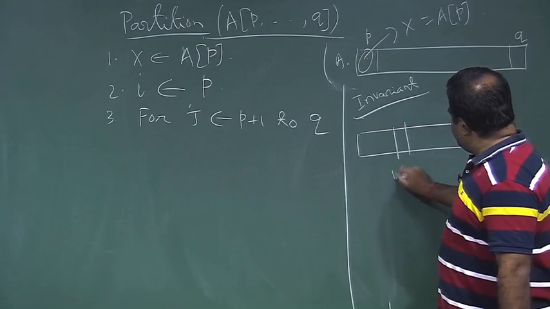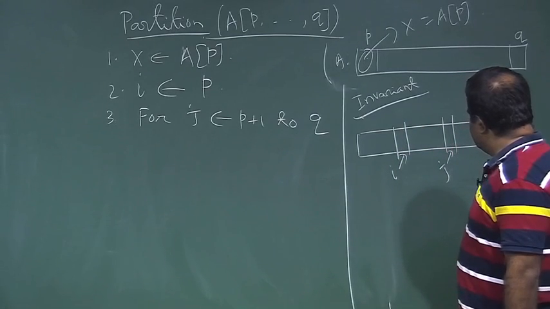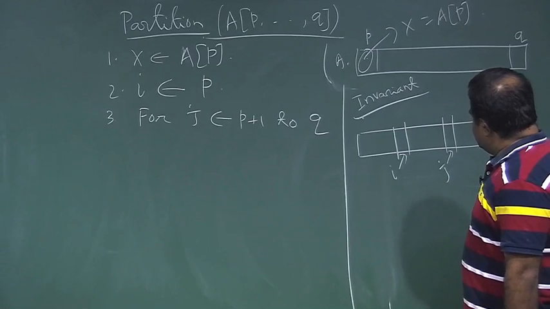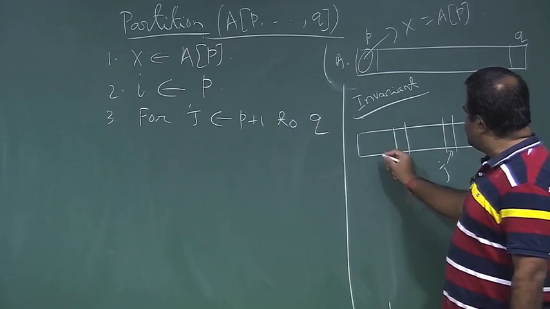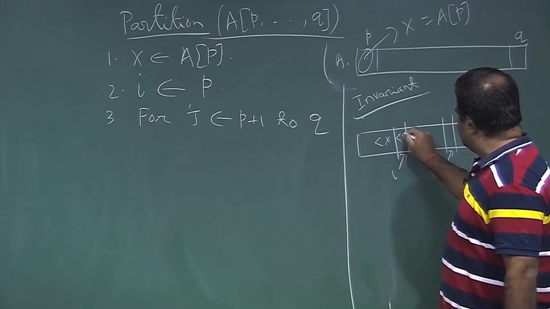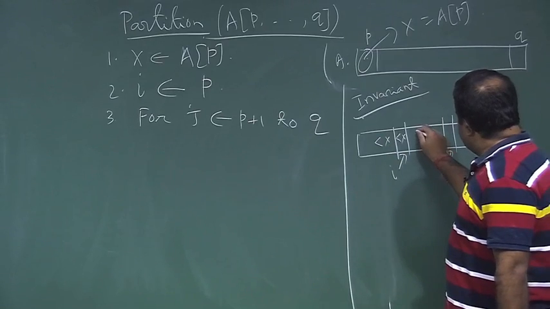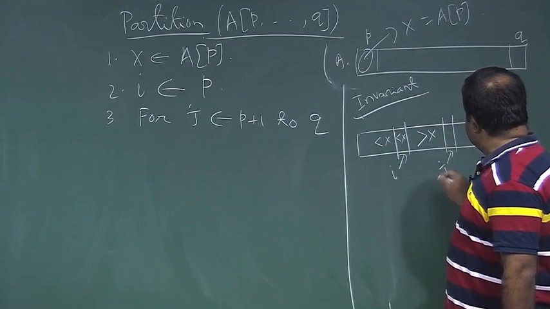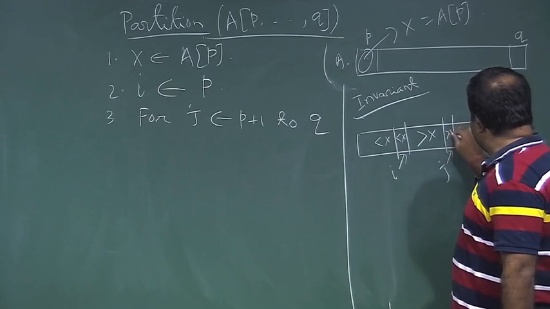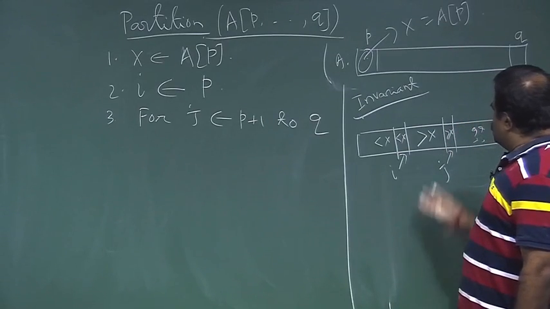So, i is pointing somewhere here and j is pointing somewhere here. Okay. Now, what do we want? The loop invariant is that all the elements here would be less than x, or less than or equal to if there are identical elements, and all the elements here will be greater than x. This we want: all the elements here should be greater than x, and this part is yet to be decided. So, that is the invariant.